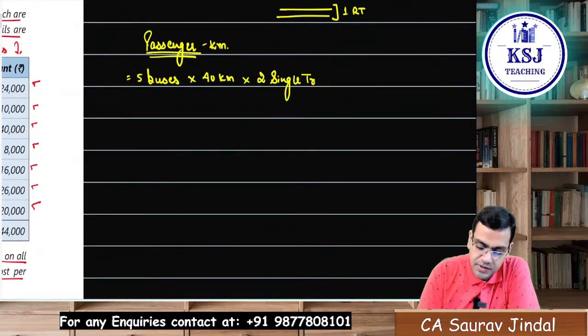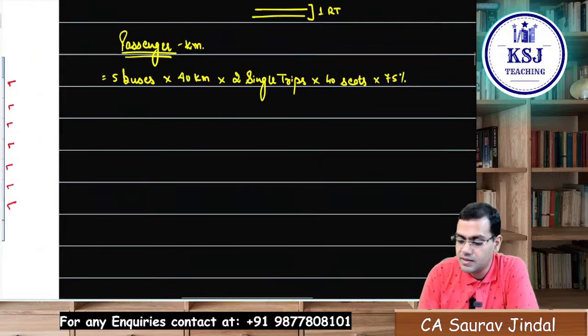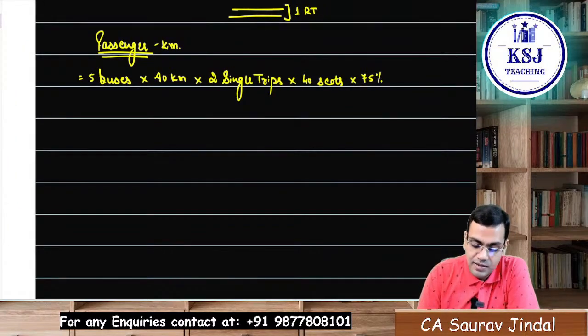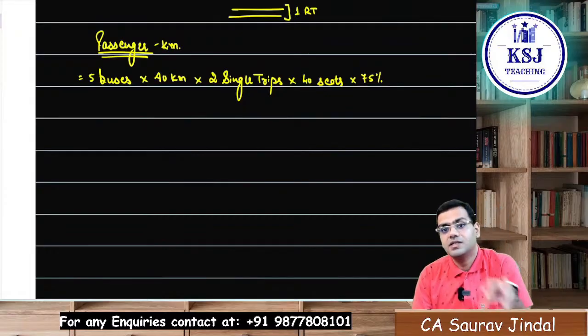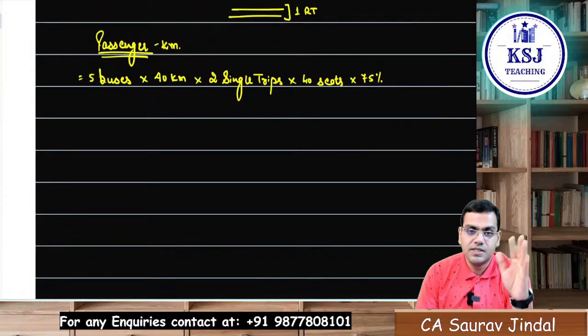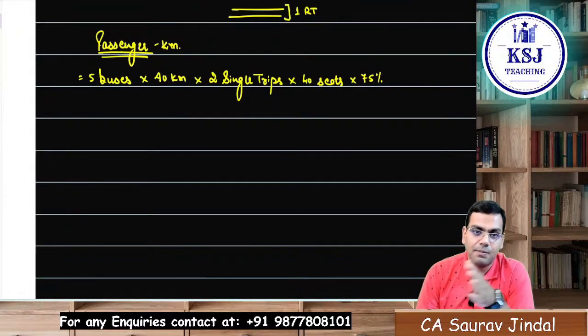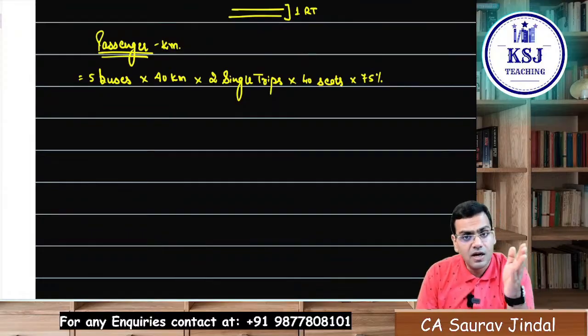2 single trips. And what is the seating capacity? 40 seats. What is the occupancy? 75% is the occupancy, right? And this is about the one day. This is what the bus is doing in a one day. All the 5 buses are traveling for 40 kilometers up and down. That is 2 single trips. And there are 40 seats which are 75% occupied.